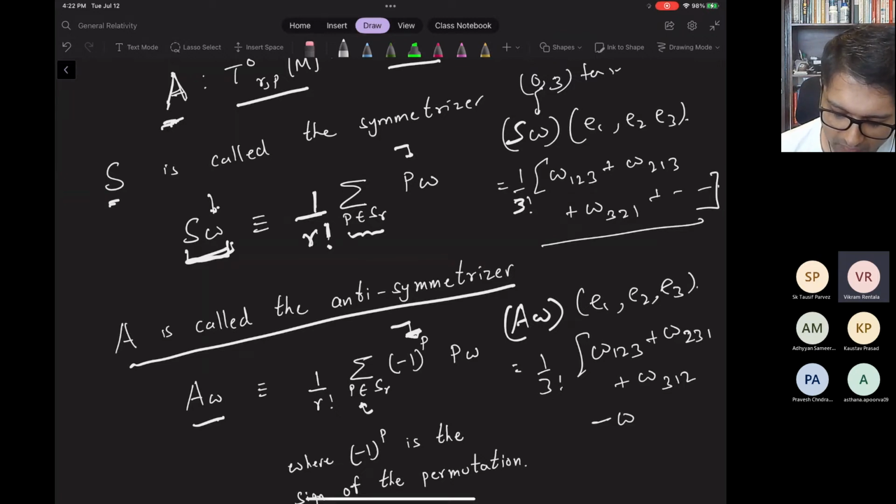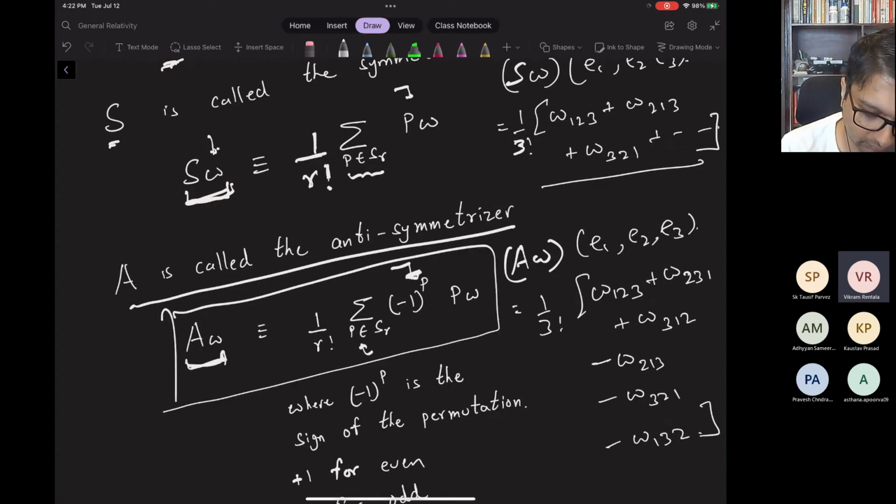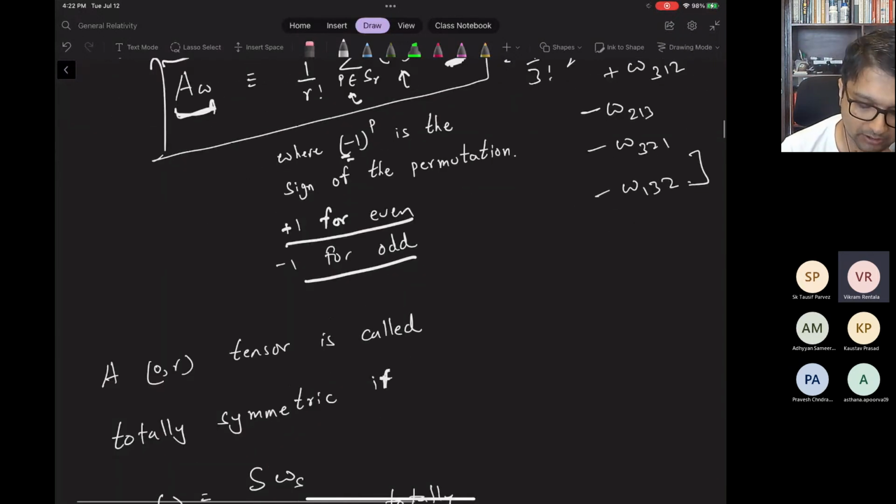So omega 2, 1, 3, omega 3, 2, 1, and omega 1, 3, 2 would come with minus signs. This is what the anti-symmetrizer operation is. It's averaging over permutations, but with a sign. Minus 1 raised to p is what we mean by the sign of the permutation. It's plus 1 for an even permutation and minus 1 for an odd permutation.